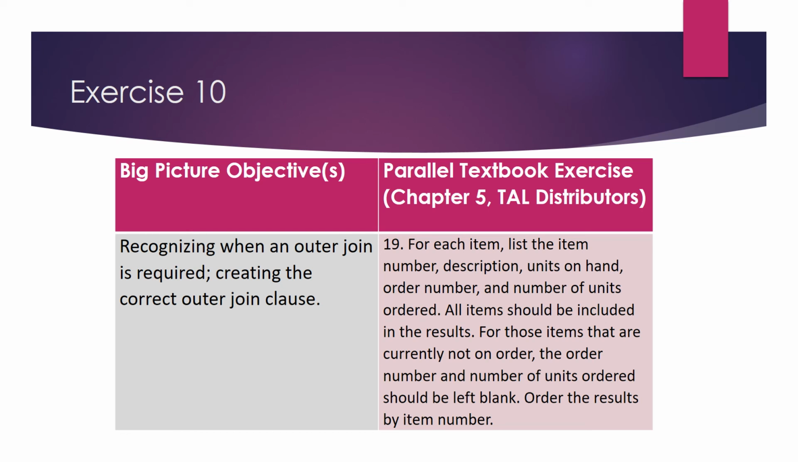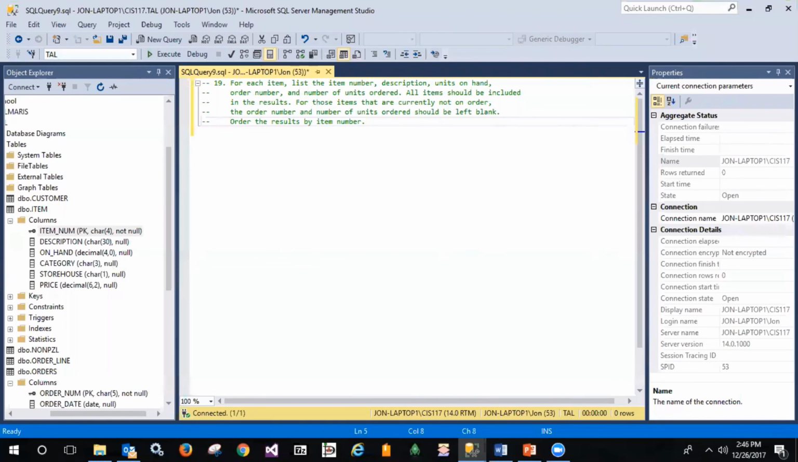In exercise 10, our job will be to recognize when an outer join is required and create the correct outer join clause. All right, for our last exercise, exercise 10, our big picture objective is that you need to recognize when the specifications are indicating that you need an outer join, as opposed to an equi-join.